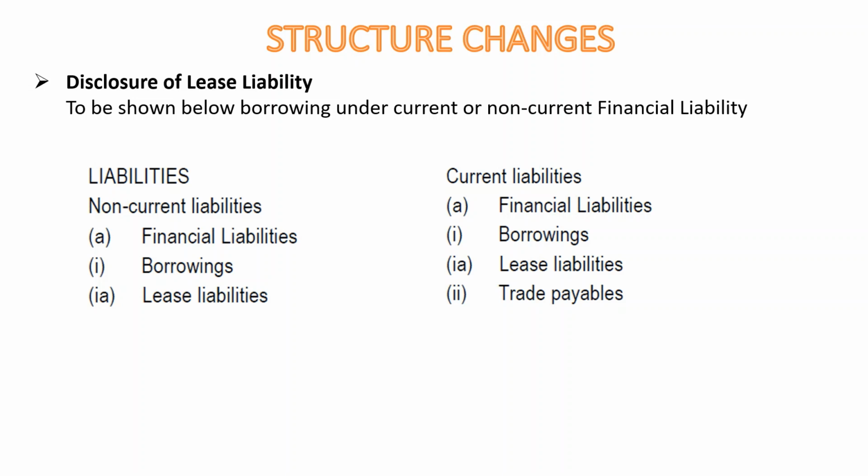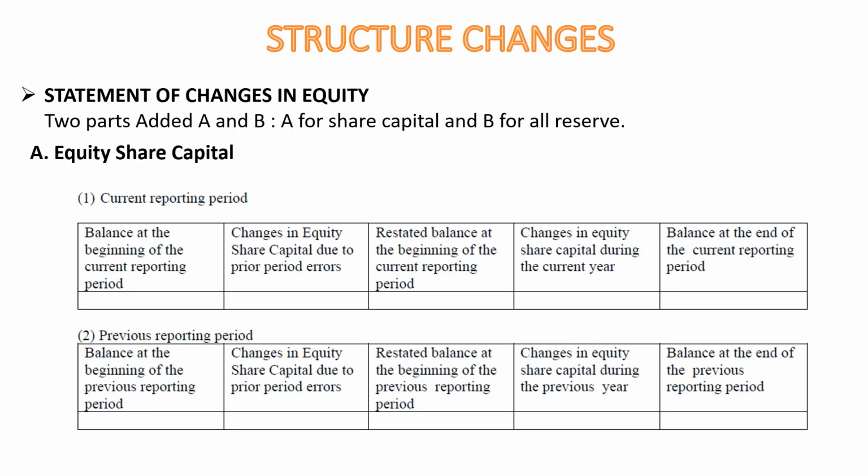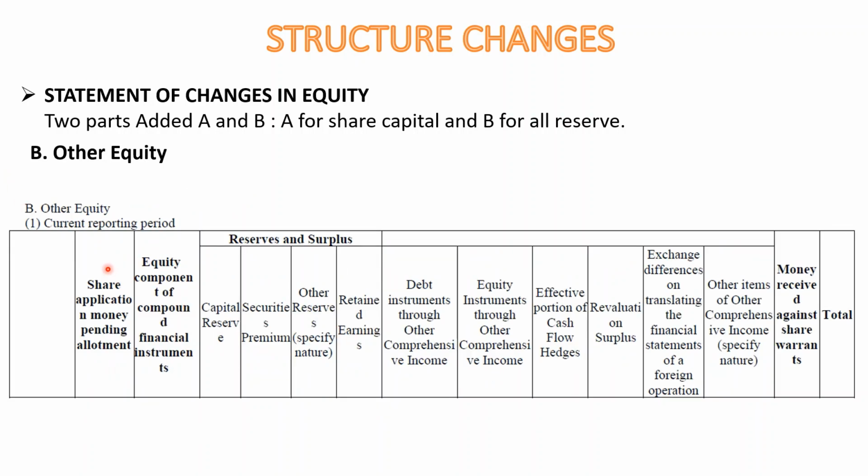First is lease liability, whether current or non-current, has to be shown below borrowings on the face of the balance sheet. Statement of equity has two parts. Part A will be share capital and Part B will be for other equity, that is reserves. Part A is the reconciliation between opening and closing capital. In Part B, the highlighted fields related to share application money pending allotment, equity component of compound financial instruments as per Ind AS 109, and money received against share warrants have been added to the disclosures.